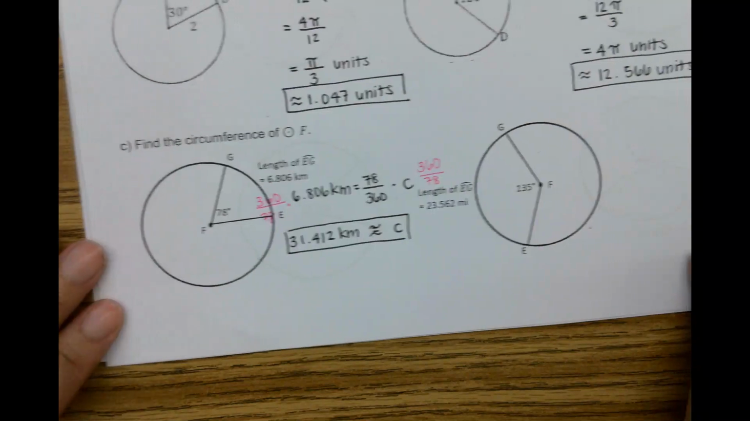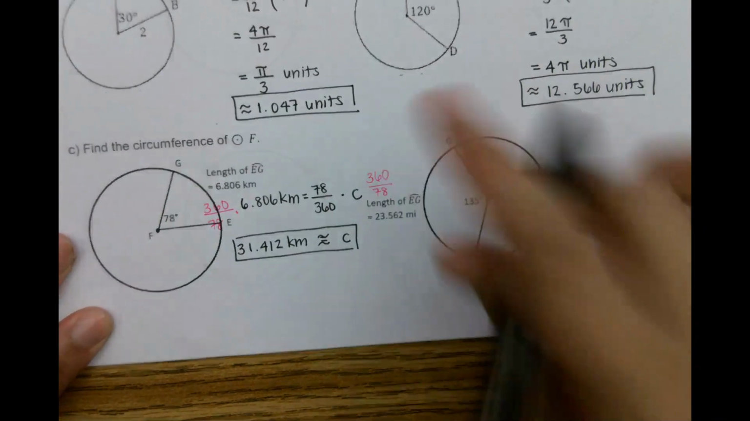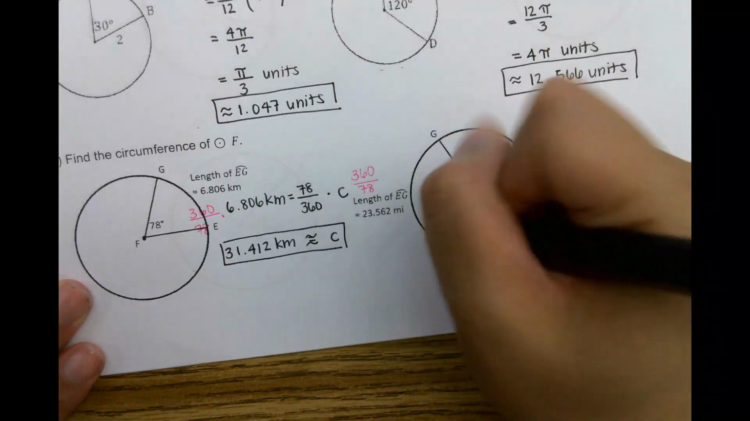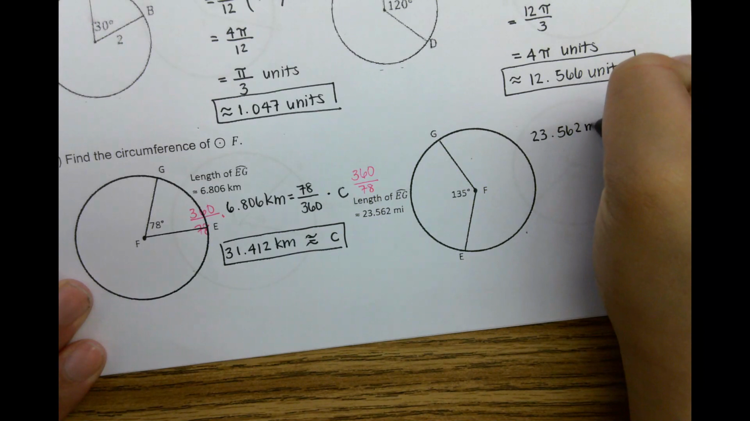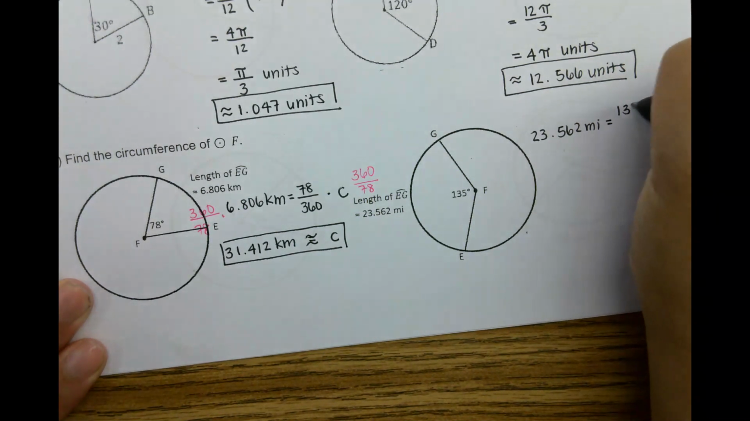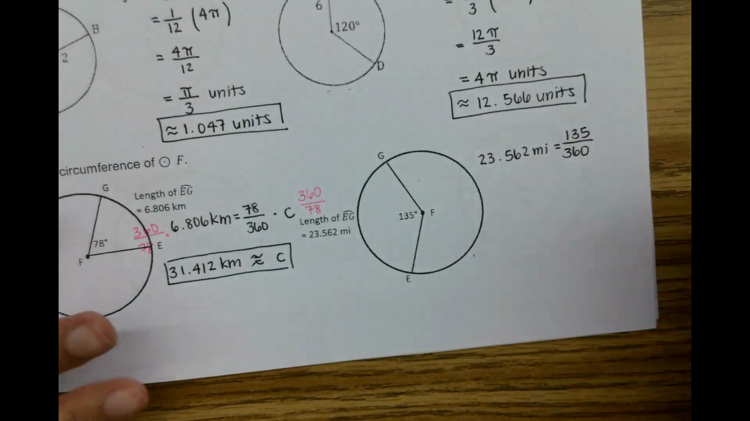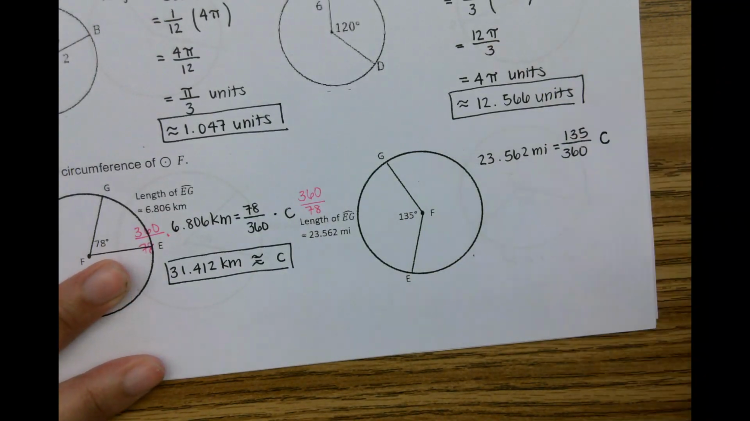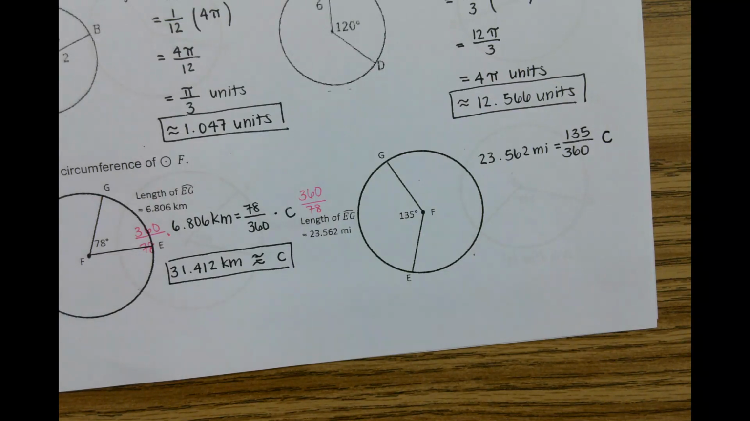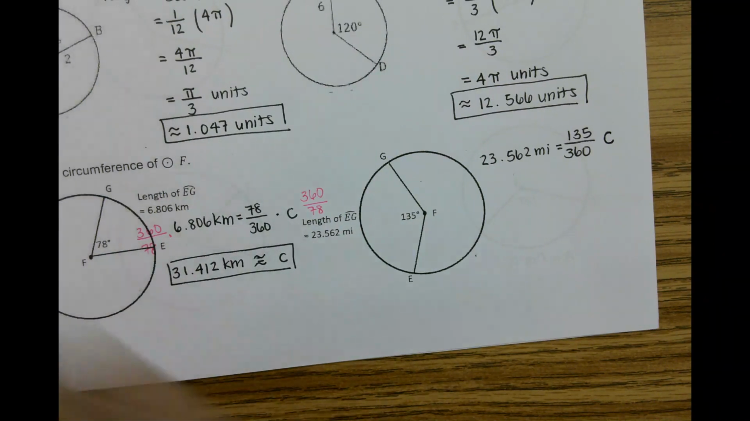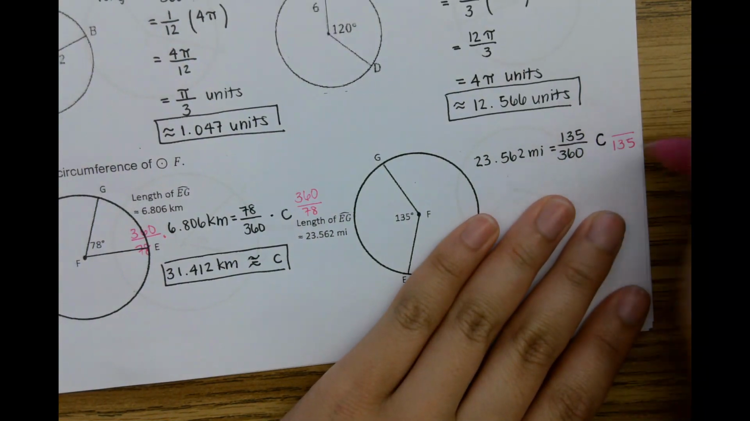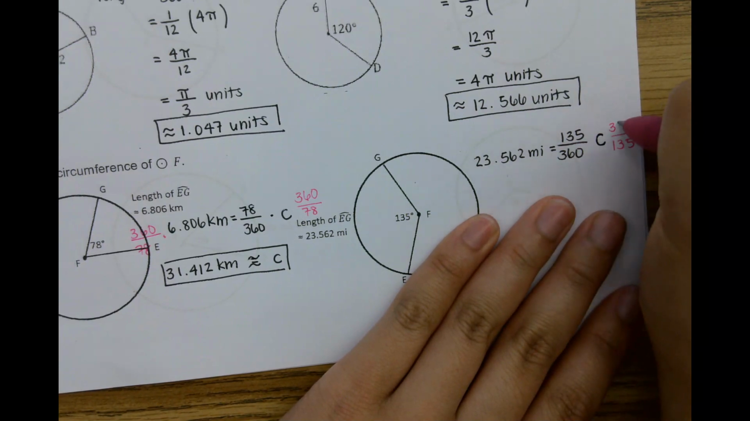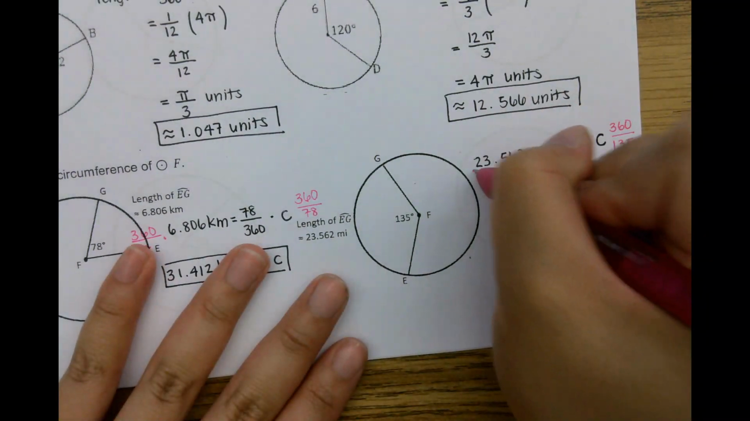So next one, same thing. I want the circumference of the whole circle. So the length of EG I already know is 23.562 miles. This is 135 degrees out of the total 360 of the circle. And then since I want circumference, I'm going to leave it as all of circumference rather than 2 pi r. Same thing. Going to get rid of the times 135 by dividing by 135. Going to get rid of the divide by 360 by timesing 360. What you do to one side, you need to do to the other.